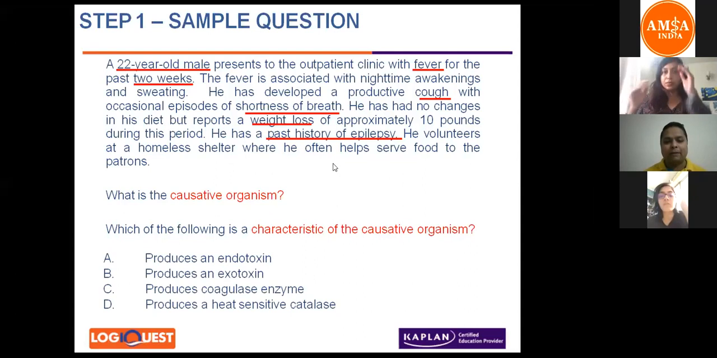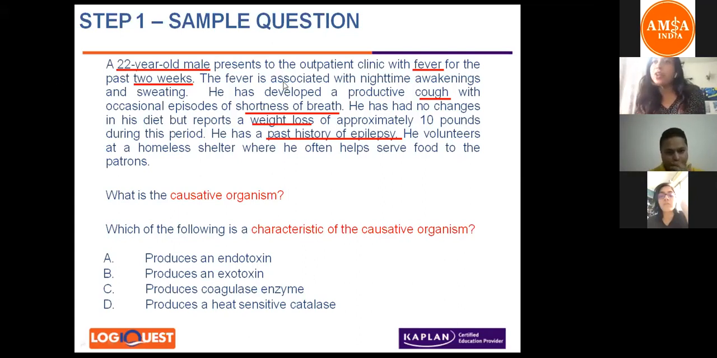The options that you have on your screen are these: it produces an endotoxin, it produces an exotoxin, it produces a coagulation enzyme, and it produces a heat-sensitive catalase. Now, these are your answer choices. Your AFB is gone, and so are your other choices, like gram negative and gram positive. Now that you have these four choices, what do you think are your choices, or what's one thing that you would want to point at?